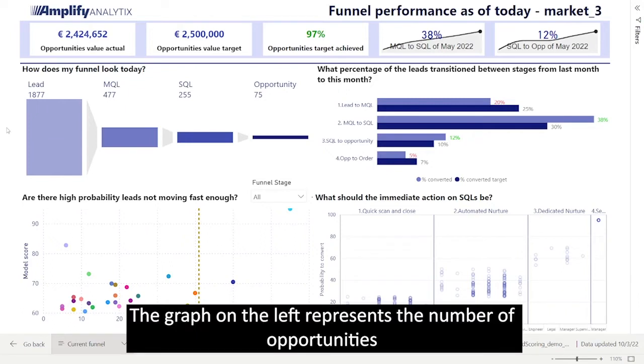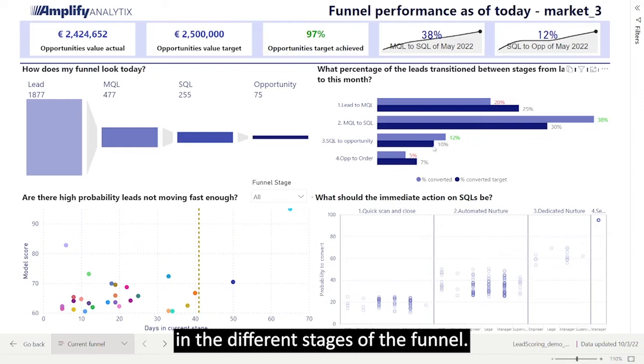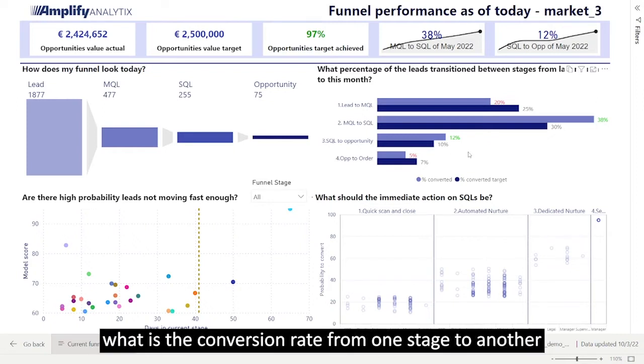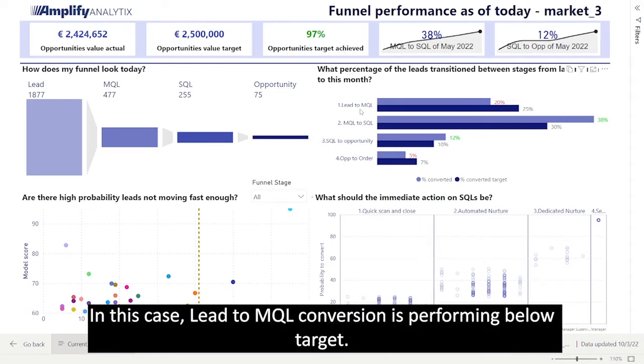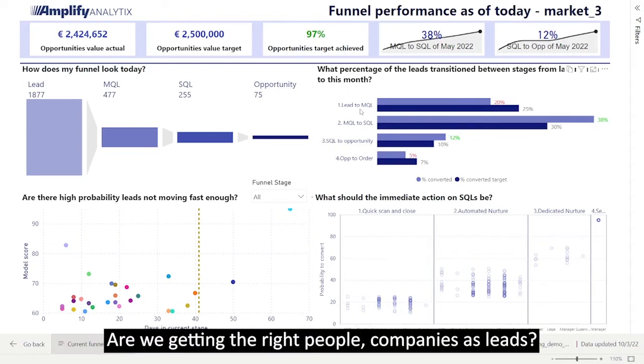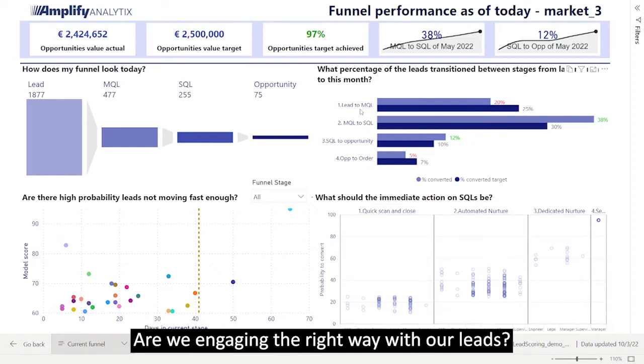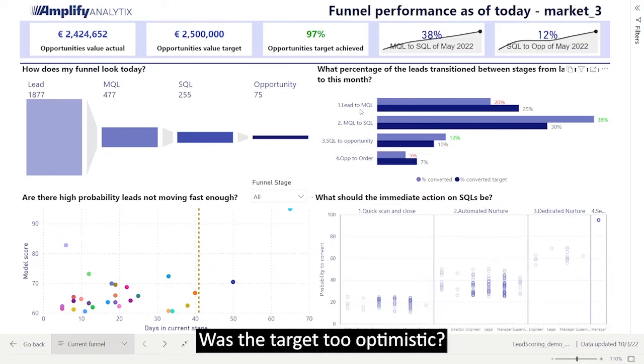The graph on the left represents the number of opportunities in the different stages of the funnel. The graph on the right illustrates what is the conversion rate from one stage to another compared to the predefined target. In this case, lead to MQL conversion is performing below target. Questions to ask: are we getting the right people, companies as leads? Are we engaging the right way with our leads? Was the target too optimistic?